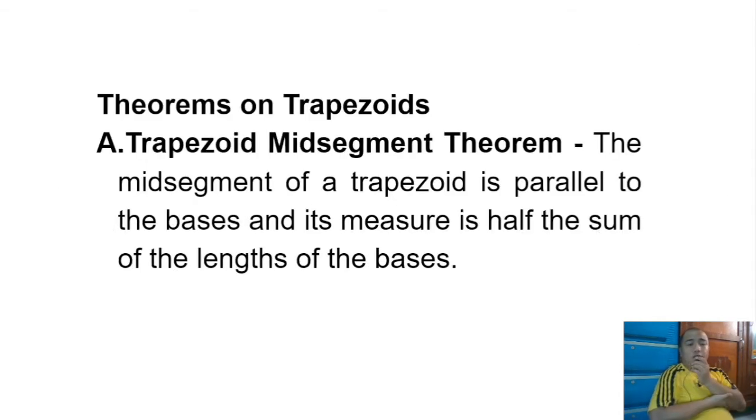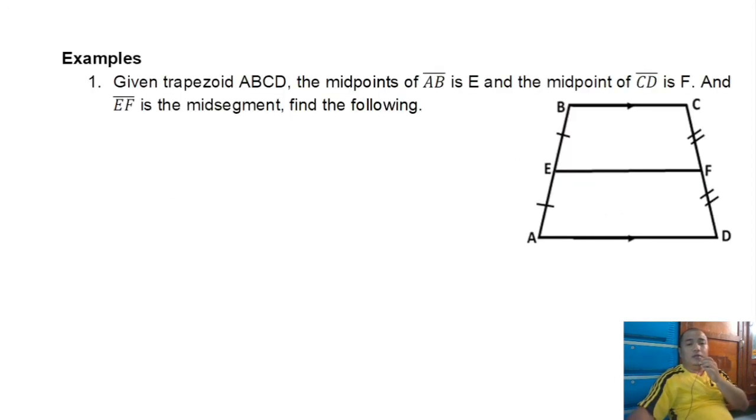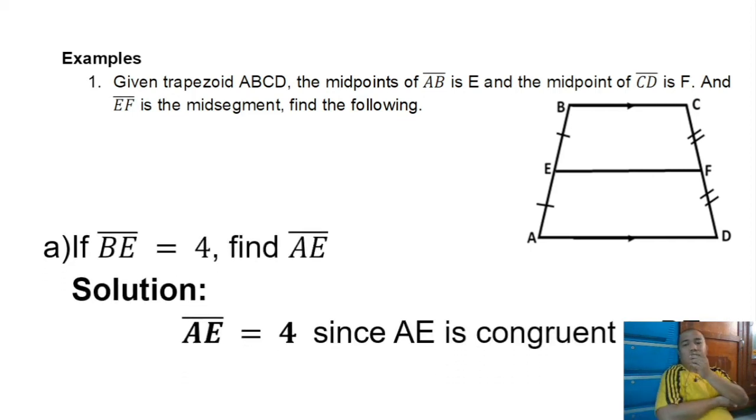We have also here the theorems on trapezoids. A, trapezoid midsegment theorem. The midsegment of a trapezoid is parallel to the bases, and its measure is half the sum of the lengths of the bases. So given trapezoid ABCD, the midpoint of AB is E, and the midpoint of CD is F respectively. EF is the midsegment. Find the following. Midsegment can also be replaced by median, so midsegment and median are the same. If BE is equal to 4, find AE. It's also equal to 4.